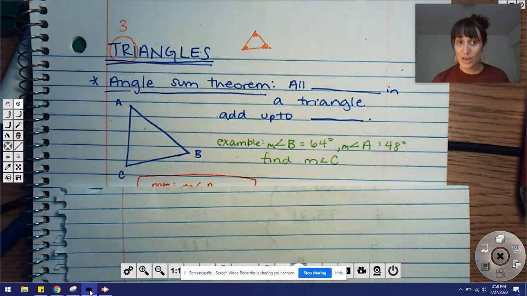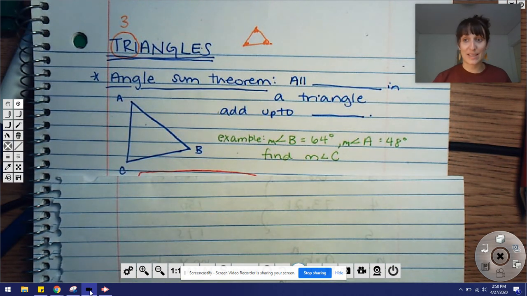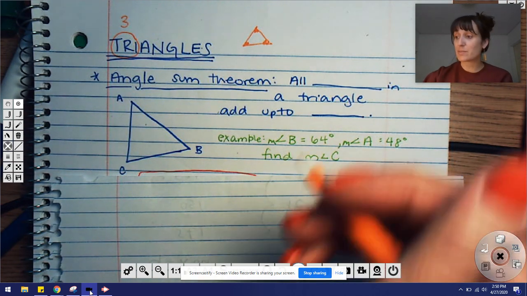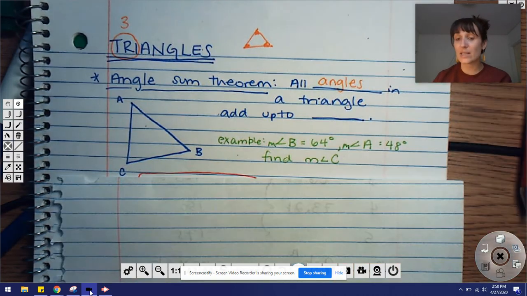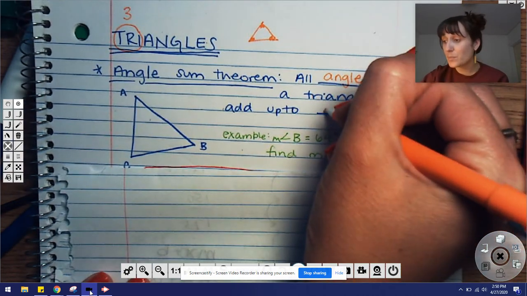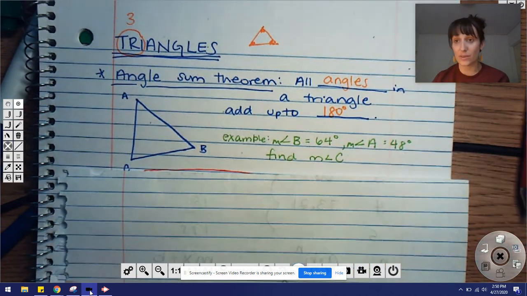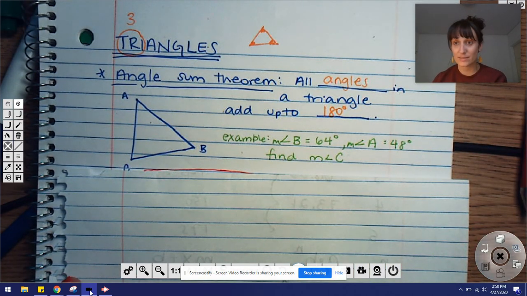When we talk about triangles, the most basic thing that shows up all of the time is what's called the angle sum theorem. The angle sum theorem says that all angles in a triangle add up to 180 degrees. All angles in a triangle add up to 180 degrees.